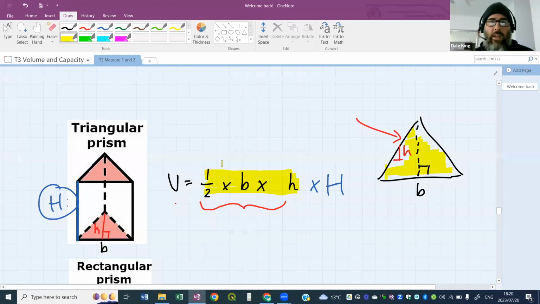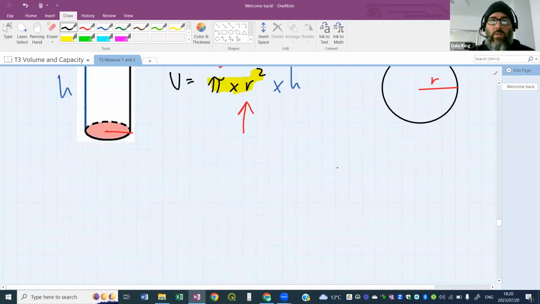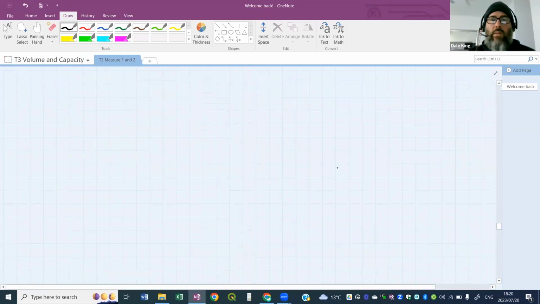You still need to multiply by the height of the triangular prism. So there are actually two heights in this formula. Be careful, don't let them trick you or catch you. They might use a small h and a big H to differentiate. But it doesn't really matter which one you put first, as long as you're putting both into the formula, because with multiplication, it doesn't matter.